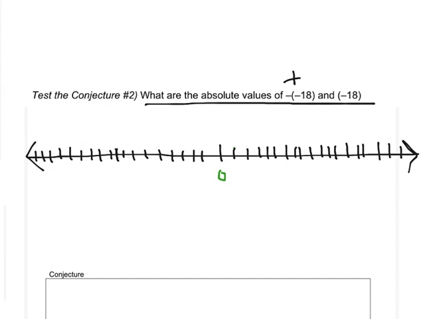Okay, so now I can label my numbers. 1, 2, 3, 4, 5, 6, 7, 8, 9, 10, 11, 12, 13, 14, 15, 16, 17, 18. Okay, that was hard.